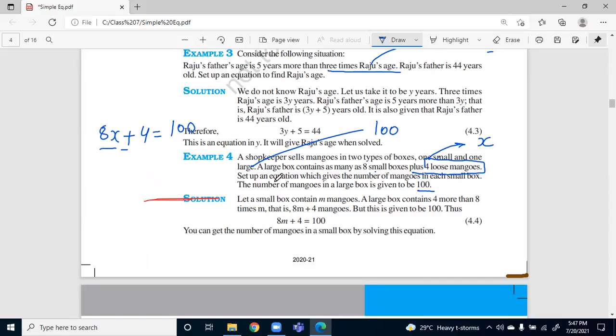Ma'am, but it's written set up an equation which gives the number of mangoes in each small box. Yes. So you have to set up the equation. So set up the equation meaning write the equation. Ma'am, so we have to just do the equation here. Only equation you have to write.